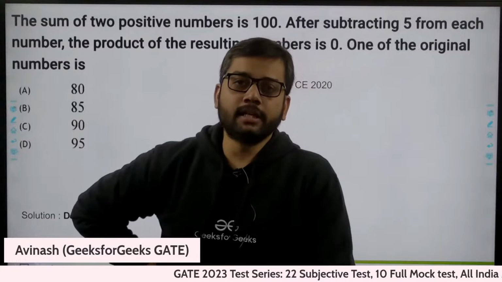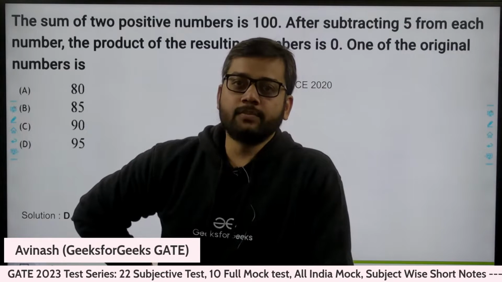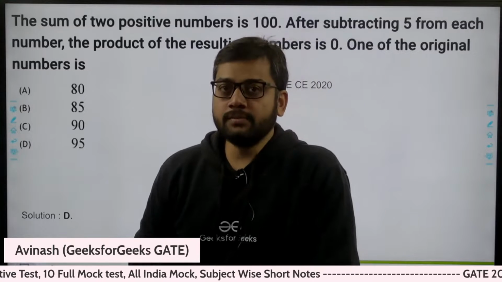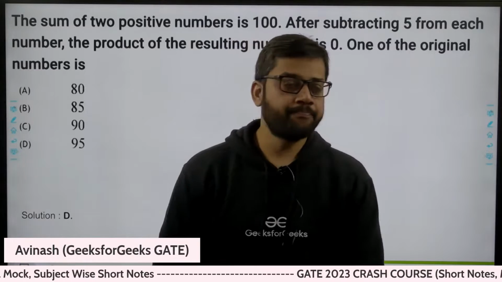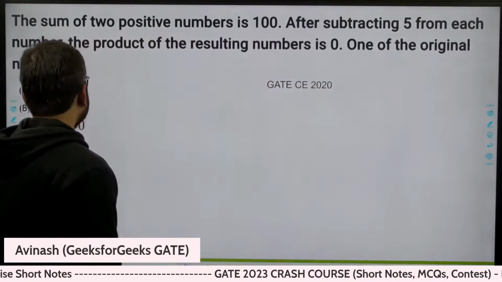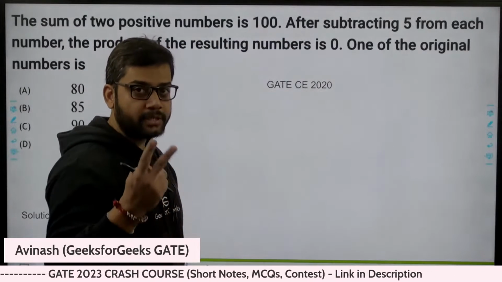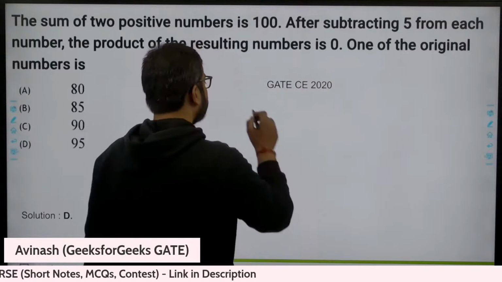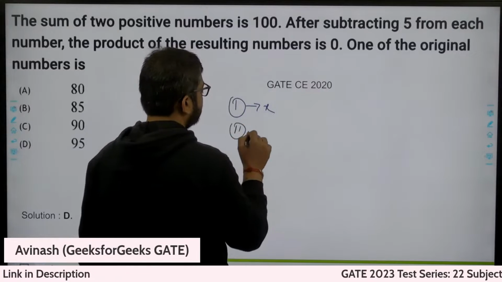Generally, you have solved this kind of question. The age of the mother is 3 times the age of her daughter, so we assume the age of the daughter is x, and the mother's age is 3x. Here again, we can solve this the same way. The sum of two positive numbers is 100, so we assume the two numbers: suppose the first number is x and the second number is y.